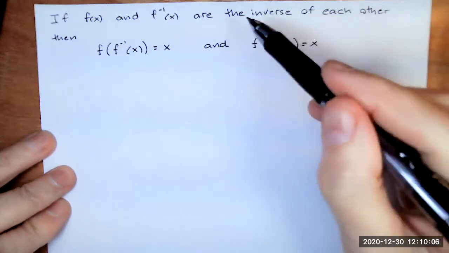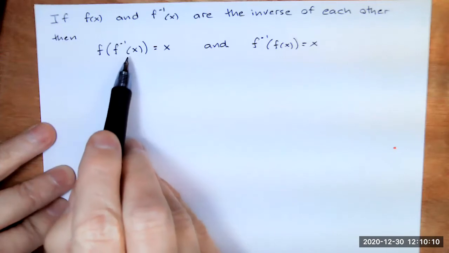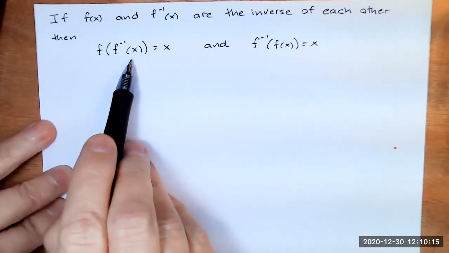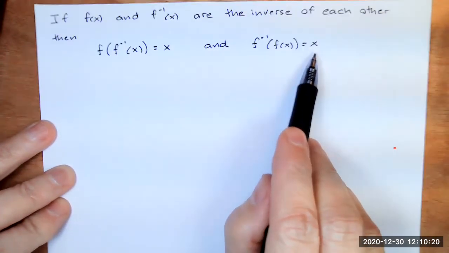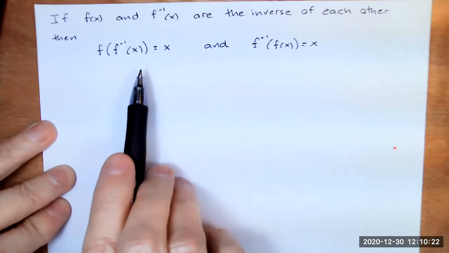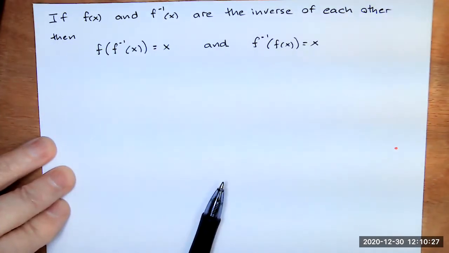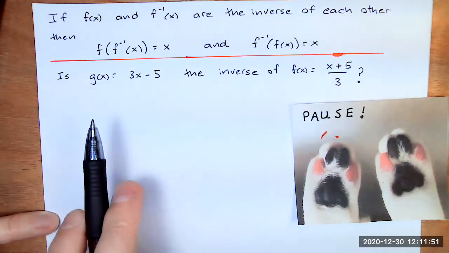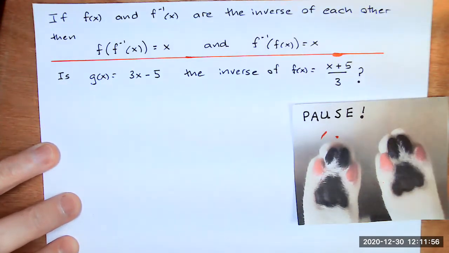All right, if f and f inverse are the inverse of each other, then if you compose the functions, you get your original x back. So f of f inverse is x, and f inverse of f equals x. You can use this rule to check and see if two functions are in fact the inverse of each other. Let's try one. So the question is, is g of x the inverse of f of x? And you could try this one on your own.